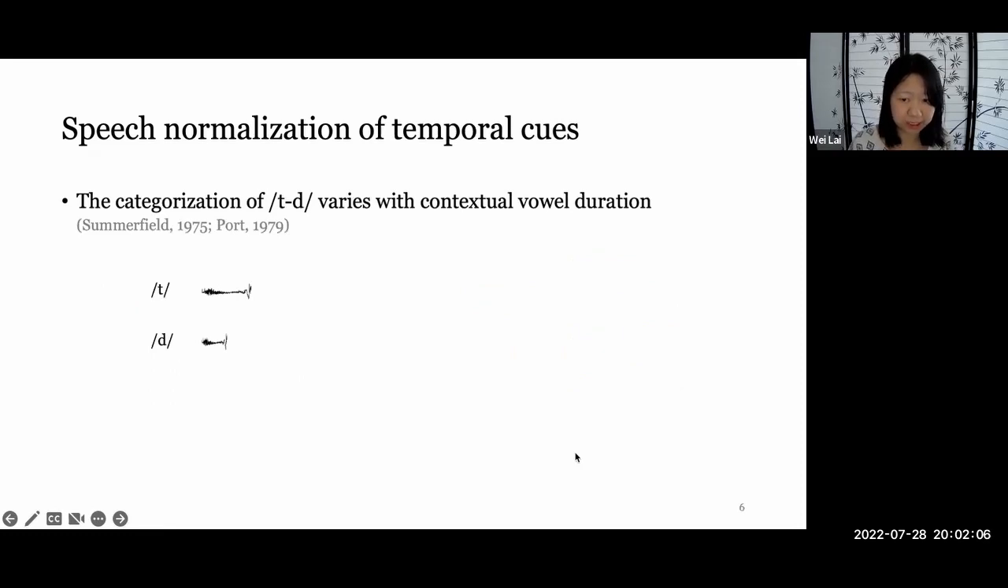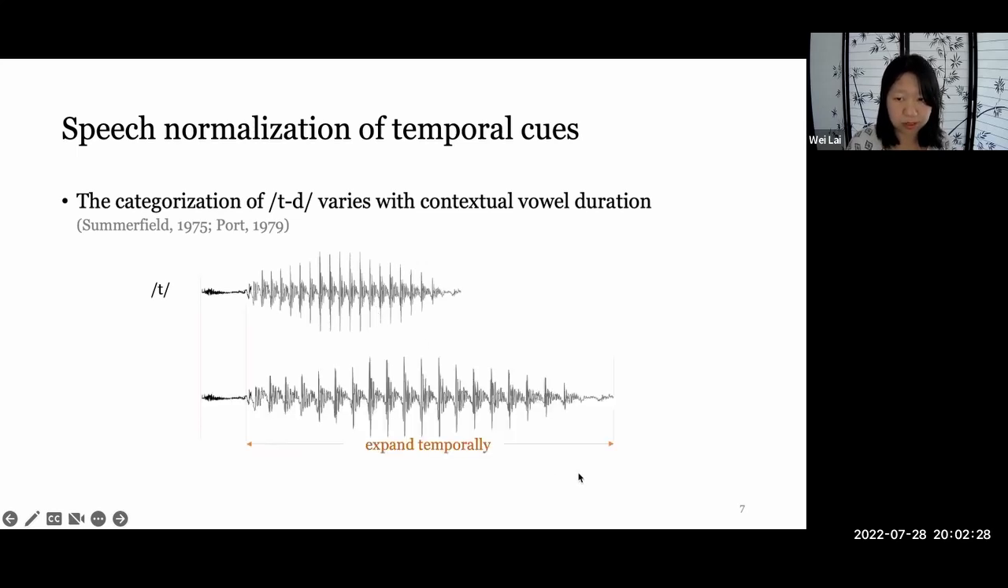And speech normalization may also apply to temporal cues, such as voice onset time. So in this figure, we can see that T has longer voice onset time than D. But the relative length of voice onset time is also affected by contextual temporal cues, such as the duration of the following vowel. With everything else being equal, if we expand the vowel temporally, then the consonant will sound relatively shorter compared to the vowel, and listeners are more likely to hear D instead of T in the latter case.